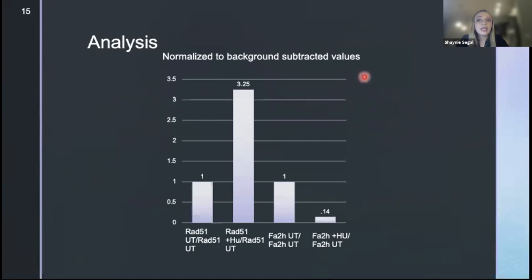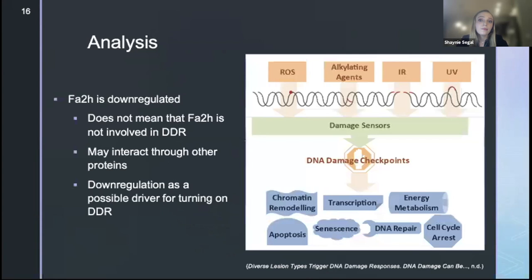And since my FTT18 did not look as constitutively expressed as I hoped, I did a quantitative analysis normalizing to removing background frequency instead of normalizing to FTT18. And I still saw that RAD51 was expressed approximately 325% more in treated samples versus untreated samples, and Fa2H was expressed 86% less in treated samples versus untreated samples. So overall, based on the data that I have, I can conclude that Fa2H is downregulated after DNA damage.